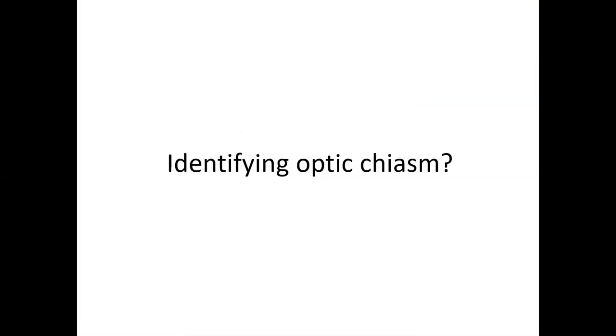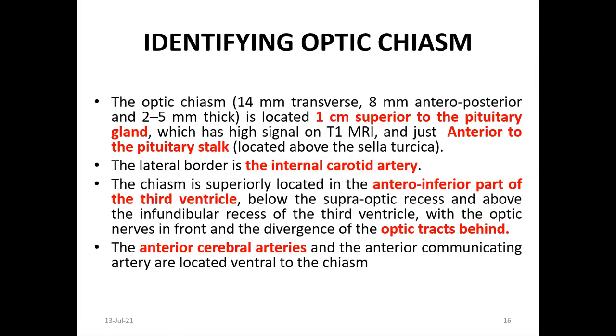How do we identify the optic chiasm? It is a star-shaped structure, around 14 mm by 18 mm with 2.5 mm thickness, located 1 centimeter superior to the posterior pituitary gland. It has high signal on T1, just anterior to the pituitary stalk, located above the sella turcica, and its lateral border is surrounded by the internal carotid artery.